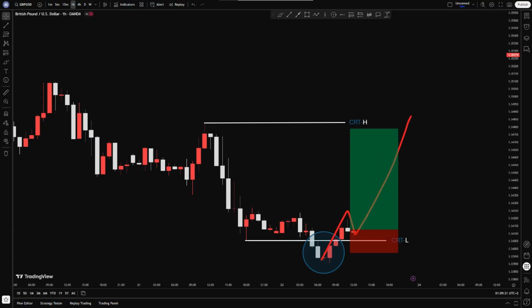So now the big question, do we just buy right here? Or do we wait for confirmation? Maybe an order block, maybe a fair value gap? The safer option is always to wait for confirmation. That's how you protect your capital and keep your trades high probability.